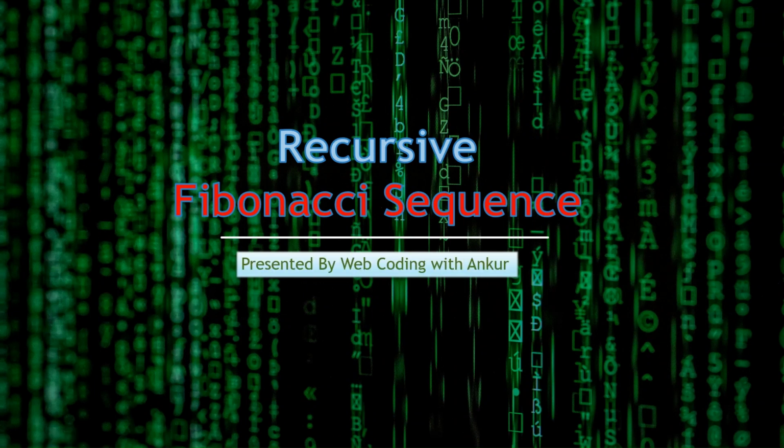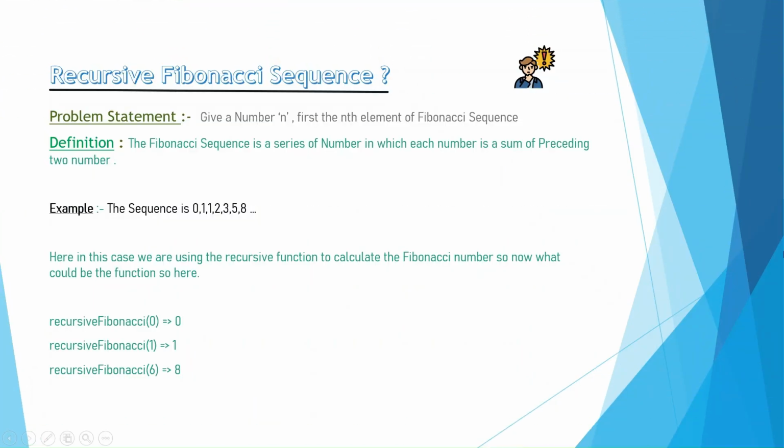Today we are diving into a classic problem in computer science, the Fibonacci series. We are focusing on solving it using recursion in JavaScript. So let's get started. Now, for solving the recursive Fibonacci series, first of all we have a problem statement. In this, you can see we are given a number n and need the nth element of the Fibonacci sequence.